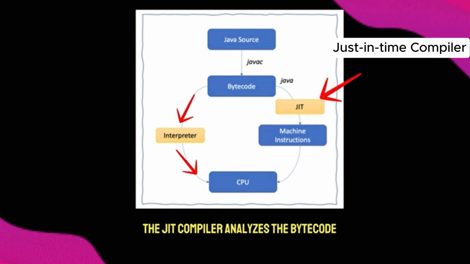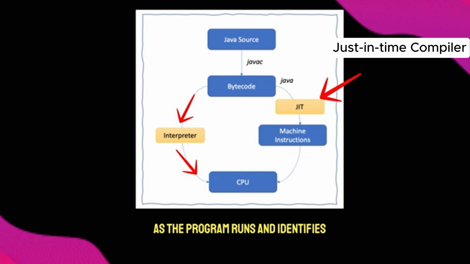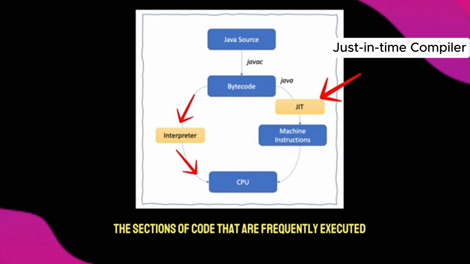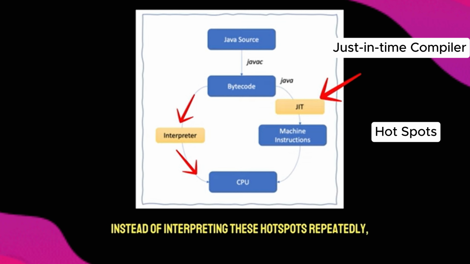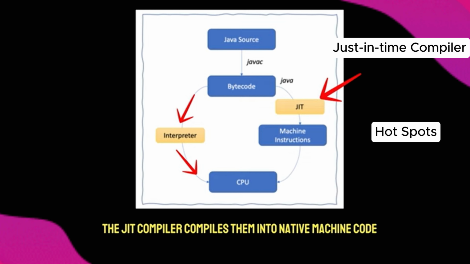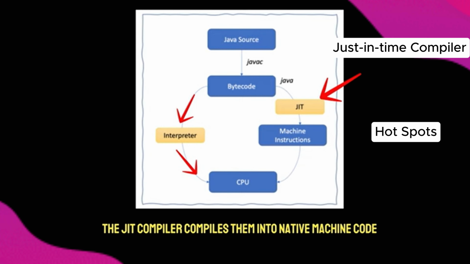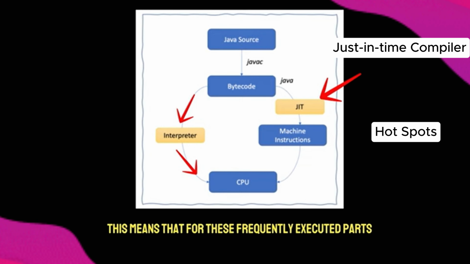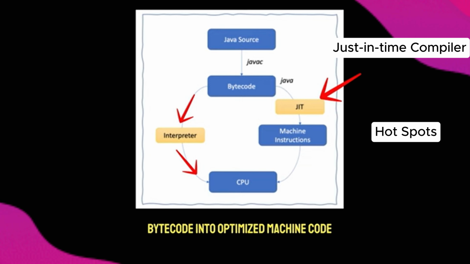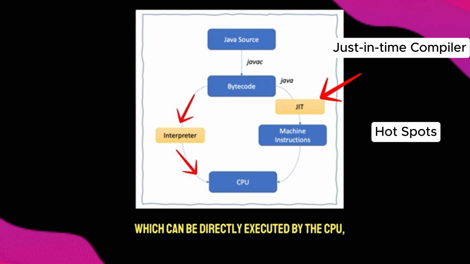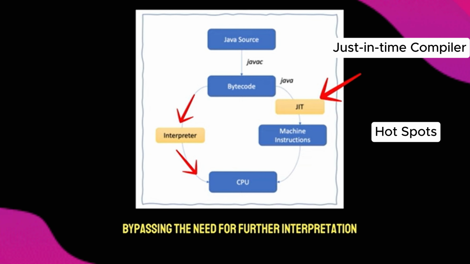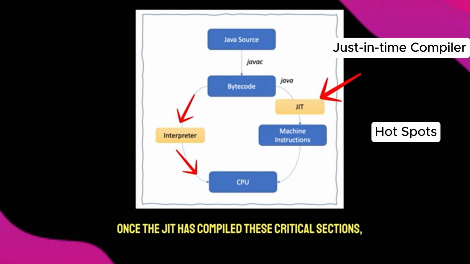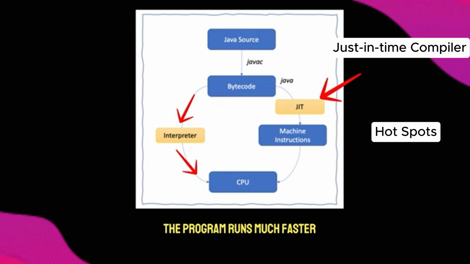The JIT compiler analyzes the bytecode as the program runs and identifies the sections of code that are frequently executed, often called hotspots. Instead of interpreting these hotspots repeatedly, the JIT compiler compiles them into native machine code during runtime. This means that for these frequently executed parts, the JIT compiler turns the bytecode into optimized machine code, which can be directly executed by the CPU, bypassing the need for further interpretation. As a result, once the JIT has compiled these critical sections, the program runs much faster.